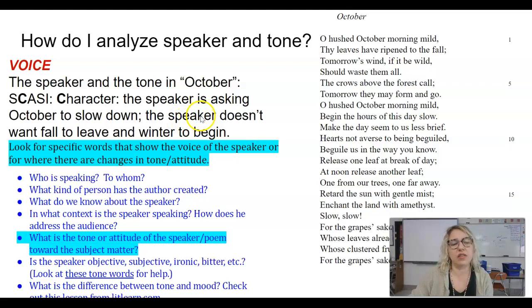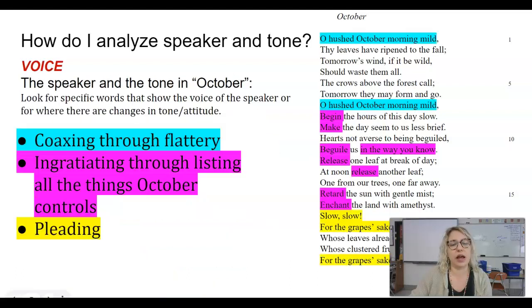The speaker doesn't want fall to leave and winter to begin. And I think the next tip is to look for some specific words that show the voice of the speaker, or for where there are some changes in tone and attitude. So when we look more closely at this speaker who is petitioning October to stay, we start looking at some different attitudes the speaker has.